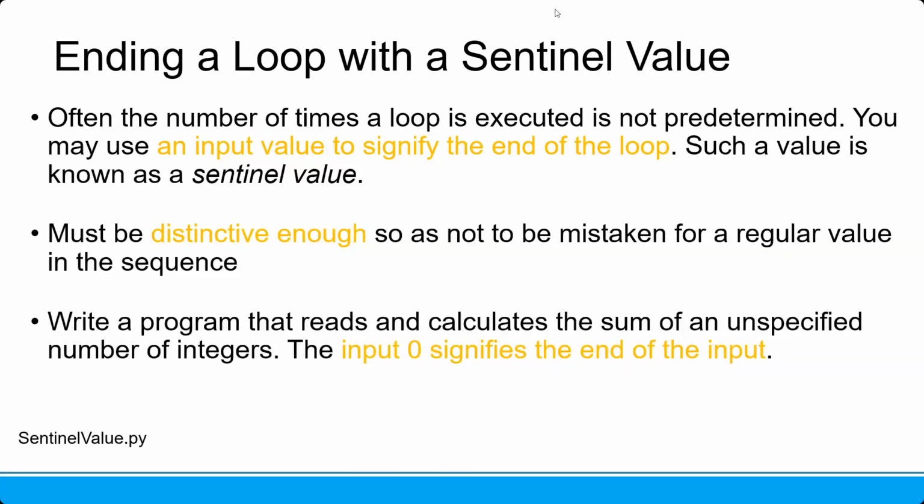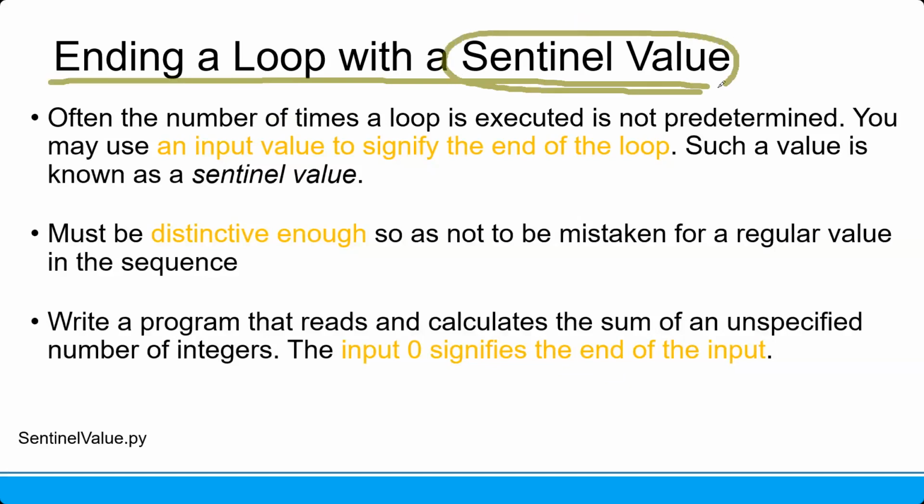Okay, now you understand how to make a loop. And whenever we make a loop, there are several ways to make the stopping criteria. So there's one way, we call it ending a loop with a sentinel value. So what is a sentinel value?